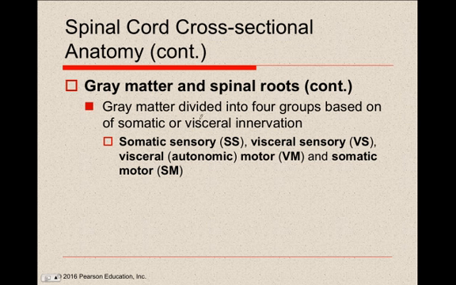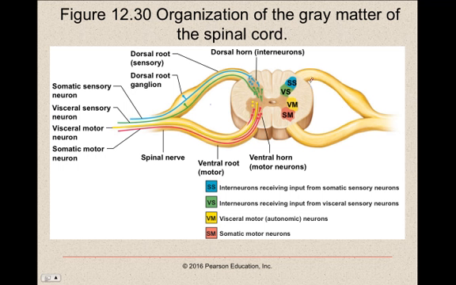So gray matter is going to be divided up into 4 groups based on somatic or visceral innervation. Remember, somatic is body, visceral is going to be your organs. So we have, it's very easy, somatic sensory, visceral sensory, and then of course we have visceral motor and somatic motor. And what's cool is if you look at the spinal cord, the gray horn, the interneurons that are receiving some of that information, or again, you might have the cell bodies of those neurons that make up the gray matter, they're broken up into sections.